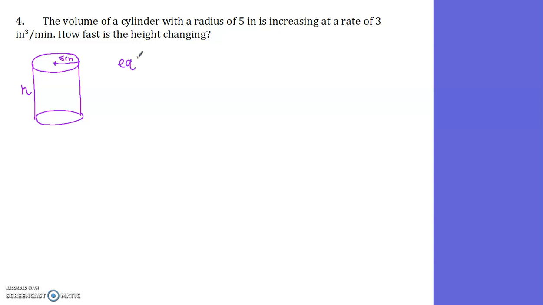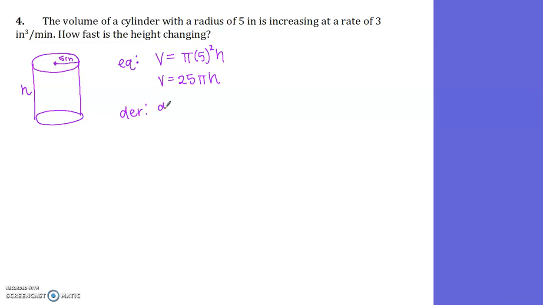So my equation for the volume of a cylinder is going to be pi r squared, so that's 5 squared, times h. Okay, so this is pi r squared times h, but I was able to plug in r, and then I'm going to go ahead and square that 5 and make it 25h. Okay, and this is what I'll take the derivative of.